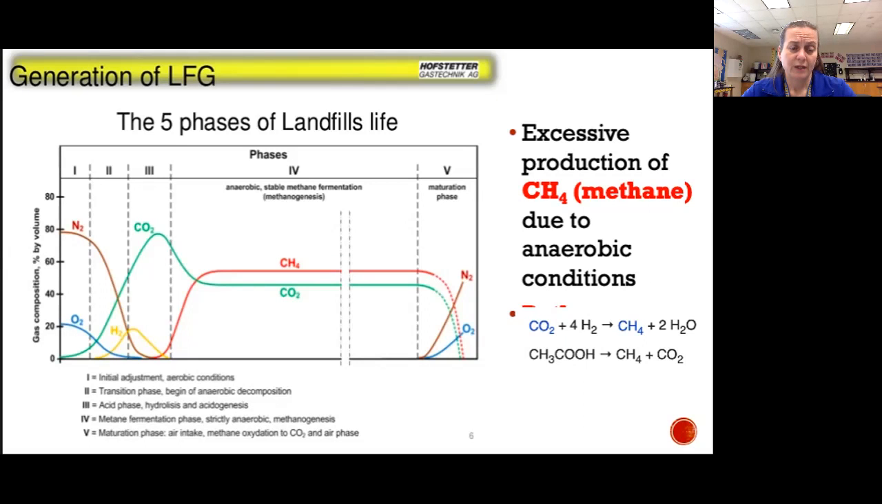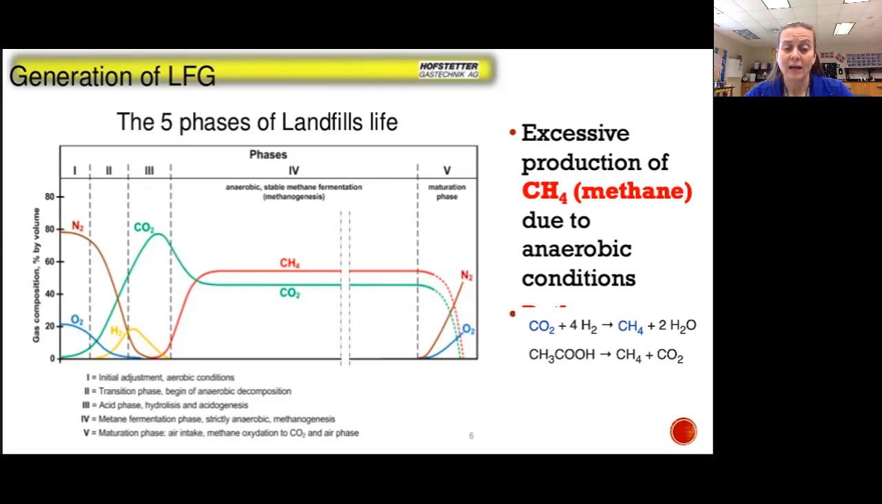The more significant gas from landfills is methane, because once a landfill goes through the first couple of phases, it reaches anaerobic decomposition. And when we have anaerobic decomposition, instead of creating carbon dioxide from the breakdown of organic material, we create methane from the breakdown of organic material.